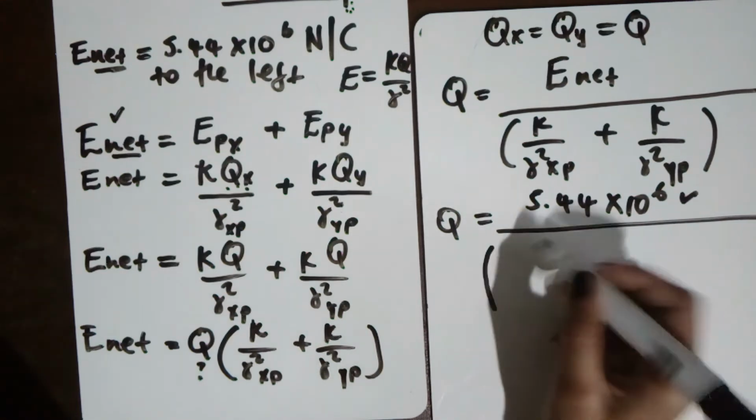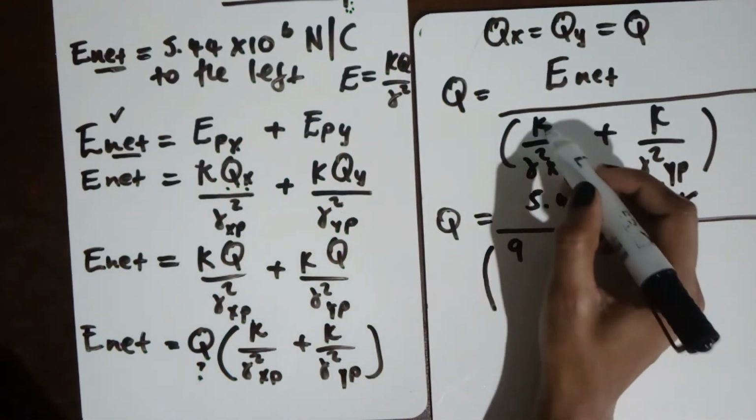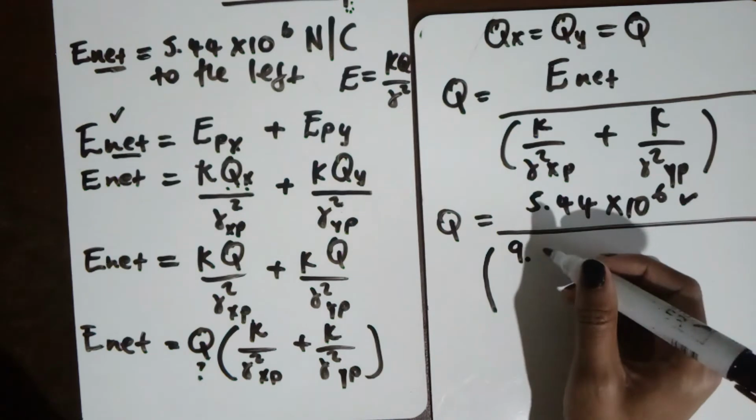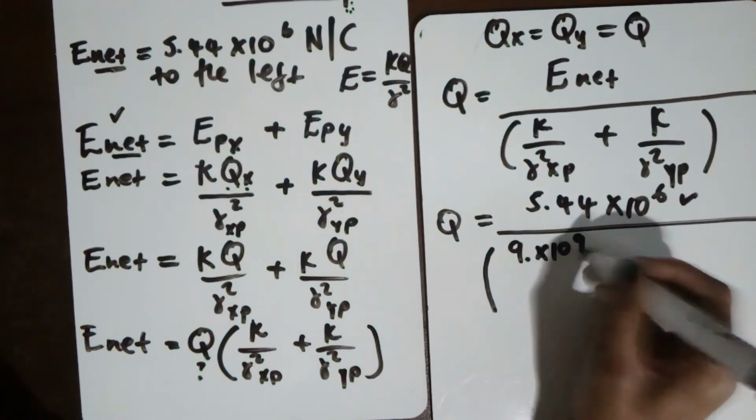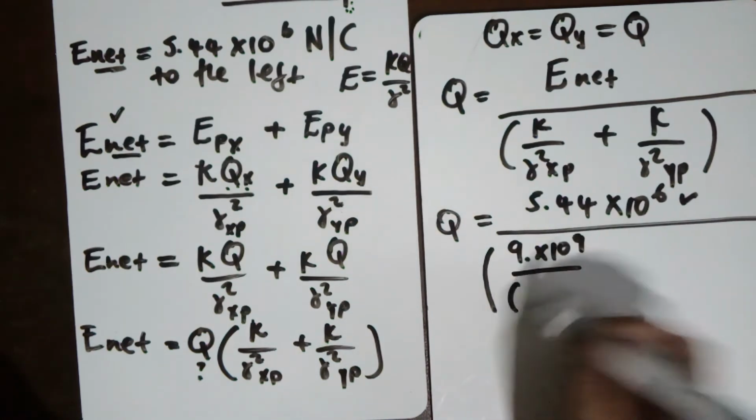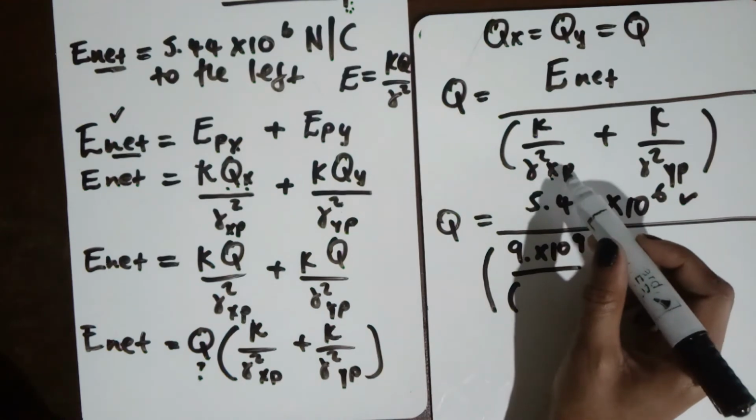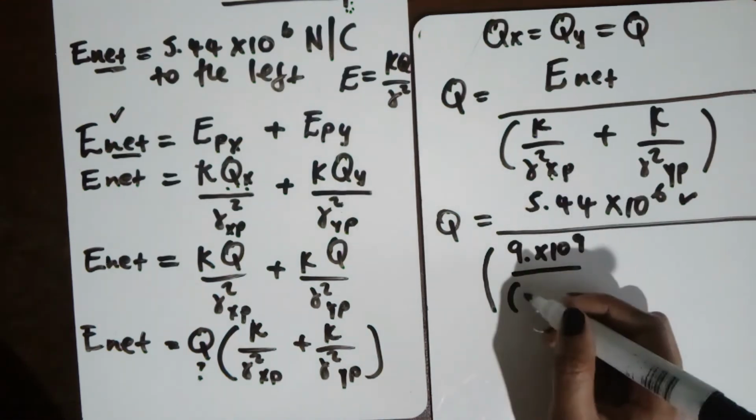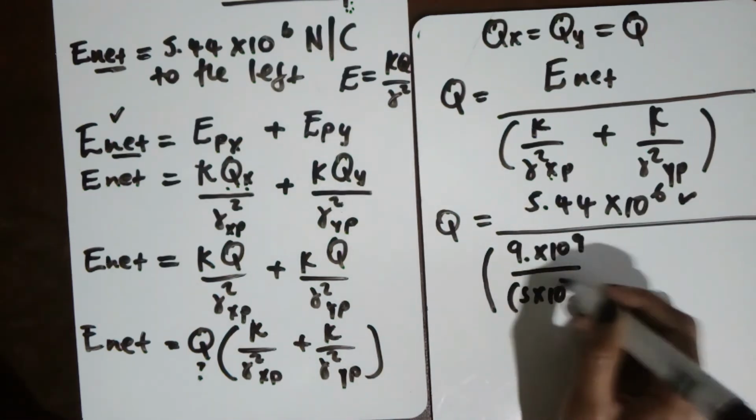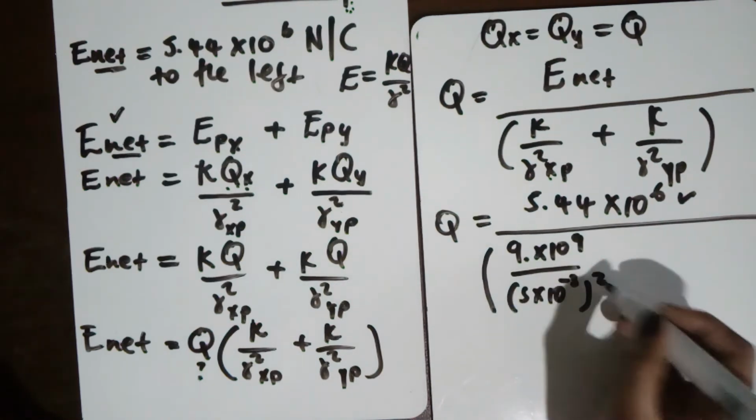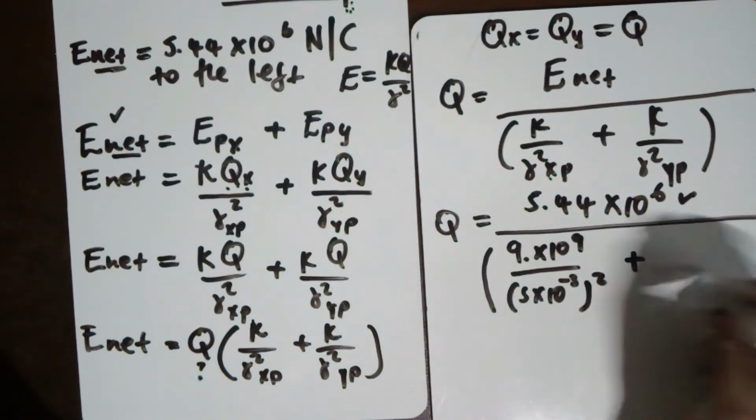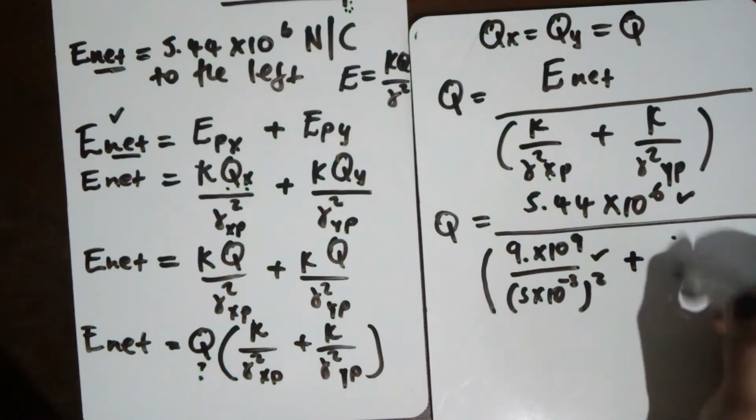And then we have 9. So this value is a constant. Its value is 9 multiplied by 10 to the power of 9. And then the distance between x and p, we said it is 5 millimeters. So it's 5 multiplied by 10 to the power of minus 3 meters. And all of it is squared. Plus, right? So you get a mark there.